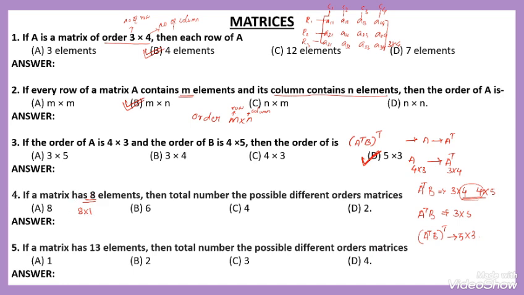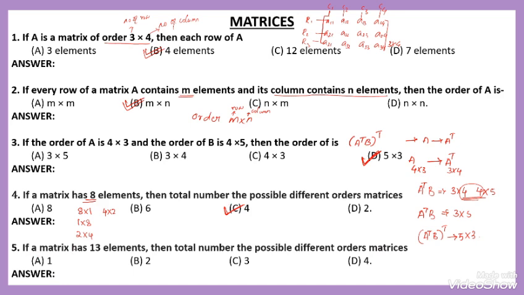8 cross 1 means 8 elements are written in one column, then 1 cross 8, otherwise 2 cross 4 and 4 cross 2. Only 4 possible orders will be there for 8 elements. Here, 8 elements are written in 8 rows, 1 column, otherwise 1 row, 8 columns. 2 fours are 2 rows, 4 columns. Then 4 rows, 2 columns. Here there are 4 possible orders, and the option number 4 is correct.